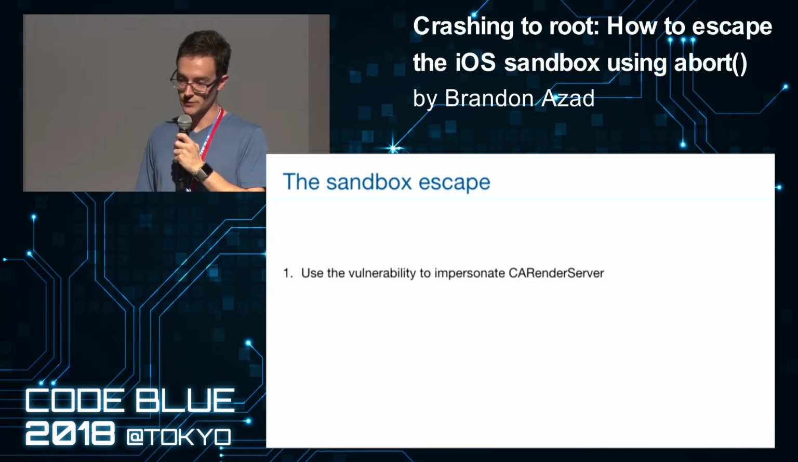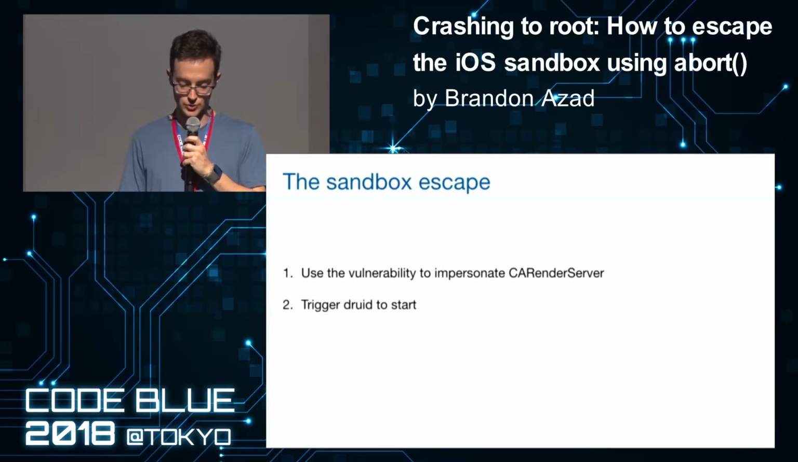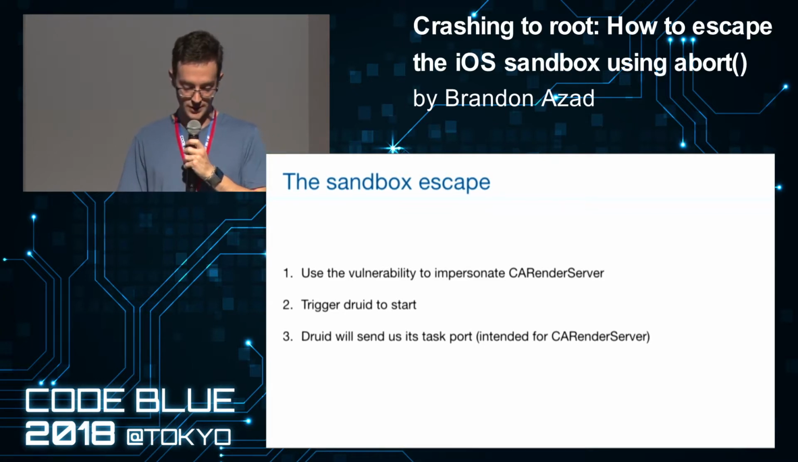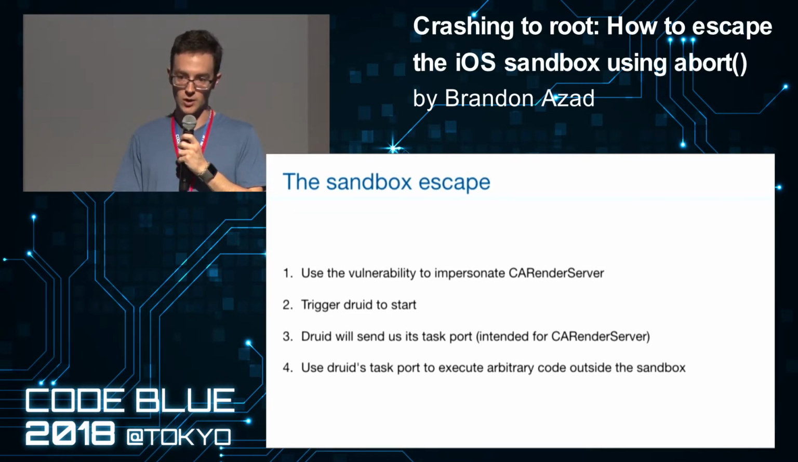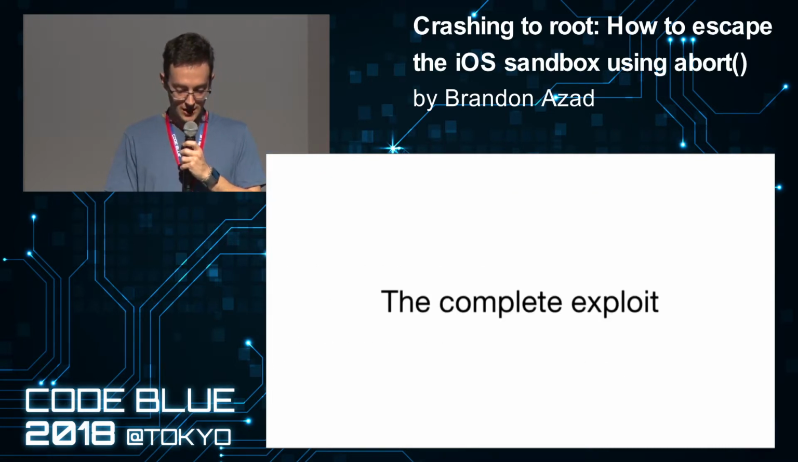First, we'll use the launchd vulnerability to impersonate CA render server. Next, we'll trigger the Druid daemon to start. Then Druid will send us its task port in a Mach message intended for CA render server. And finally, we'll use Druid's task port along with the loophole just discussed to execute arbitrary code outside the sandbox. And that gives us the complete exploit.